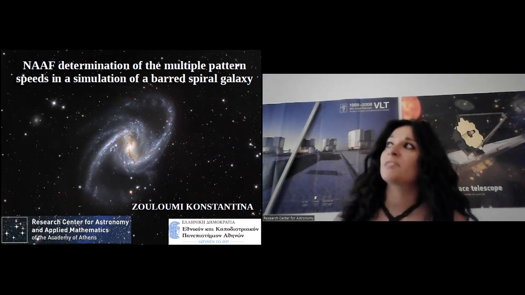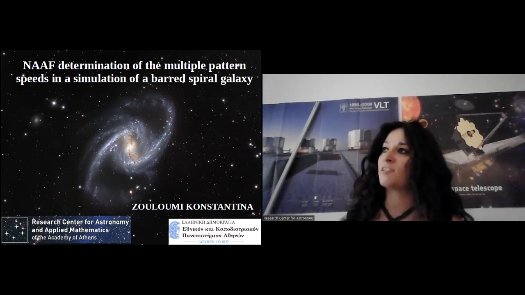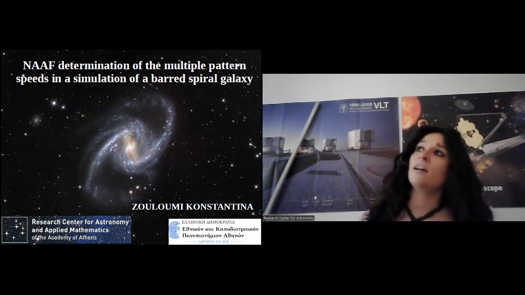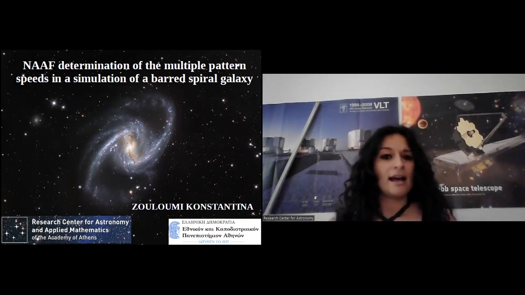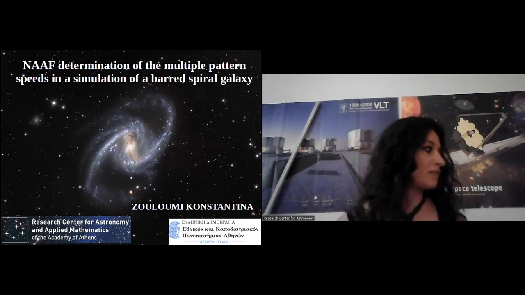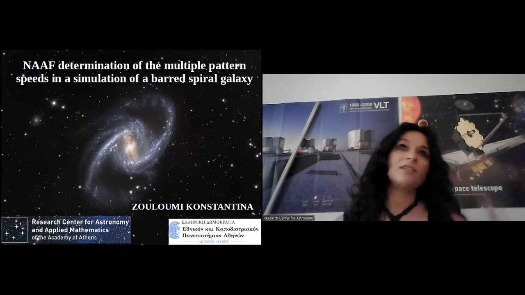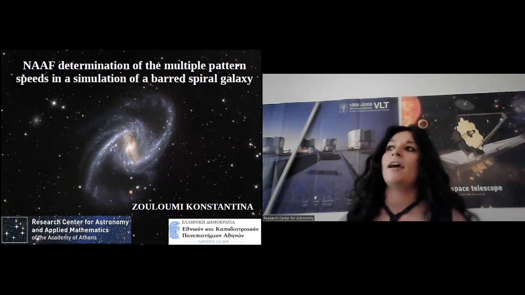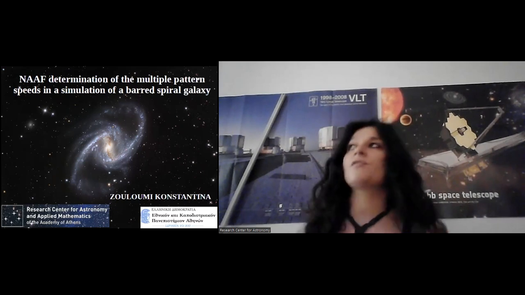We are going to talk about barred spiral galaxies. The galaxy in the picture is a barred spiral. There is a bar in the center of this galaxy. And we are going to talk about multiple pattern speeds. Until recently, there was the assumption of a single pattern speed in the galactic disk, which was considered to be the collective effect of all the stellar orbits in the disk. The community considered that the whole structure had a single angular velocity, which was the pattern speed of the bar.